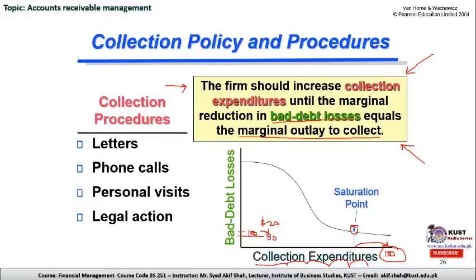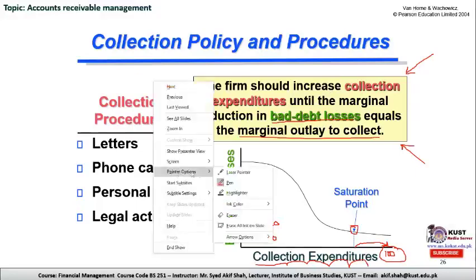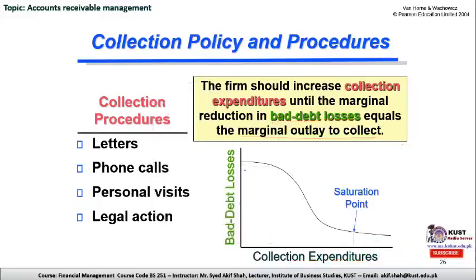And when the firm increases their collection expenditure but the decrease in the bad debt losses is quite less than the additional or marginal increase in the collection expenditure, in that case, we have to stop over there. So we can see that if we increase our collection expenditures, like using more sophisticated techniques to expedite our account receivable collection, the bad debt losses usually start decreasing. And here is our saturation point. That is when the marginal collection expenditure equals the bad debt losses decrease.